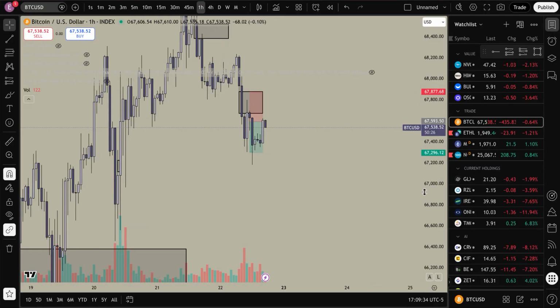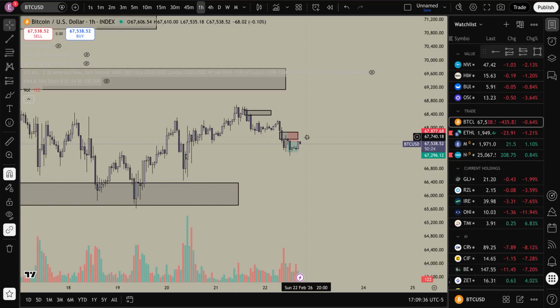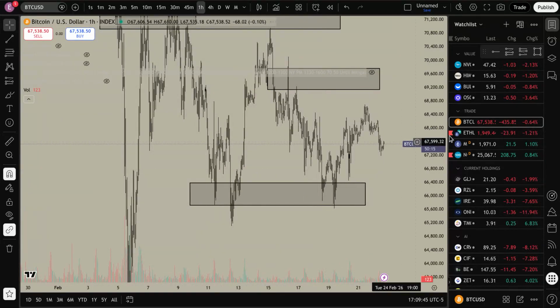All right, so let's get into it. First, how do we identify support and resistance lines? Just going to delete all of this real quick. All right, so let's scale out.